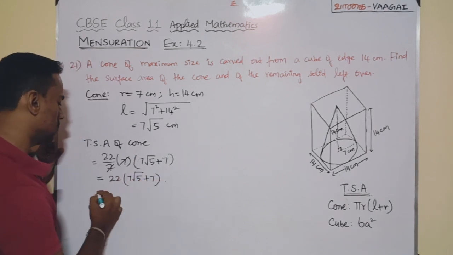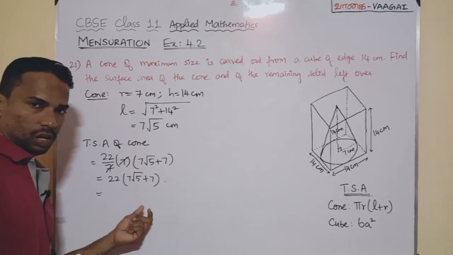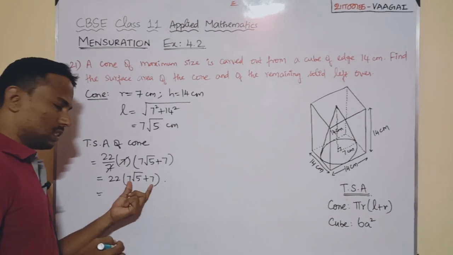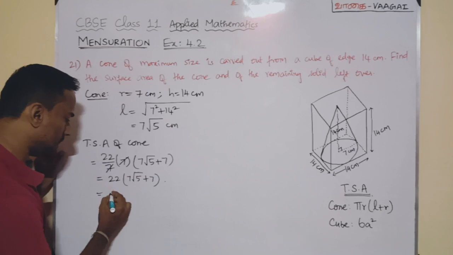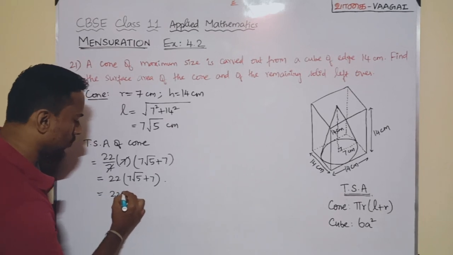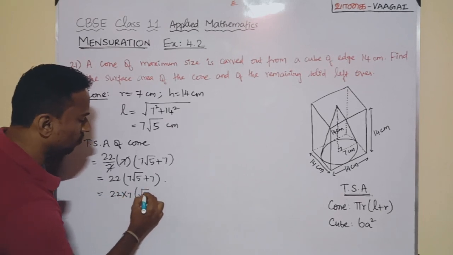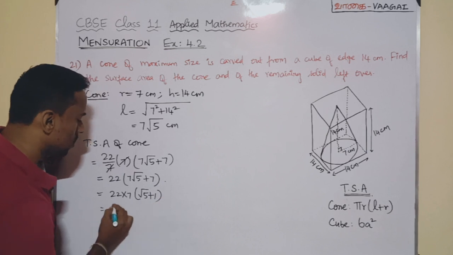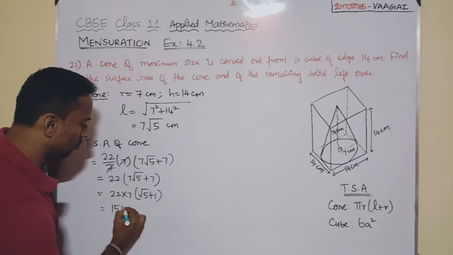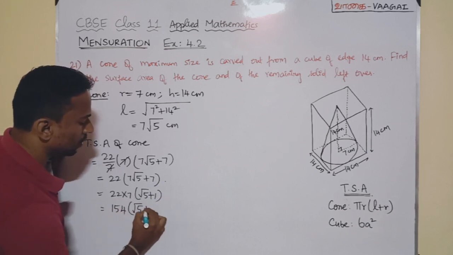So this is what I will be having, and I can even take the 7 as a common factor outside. When I take the 7 common outside, I will have 22 into 7 into root 5 plus 1 alone will stay inside. So 22 into 7 will give you 154 into root of 5 plus 1.